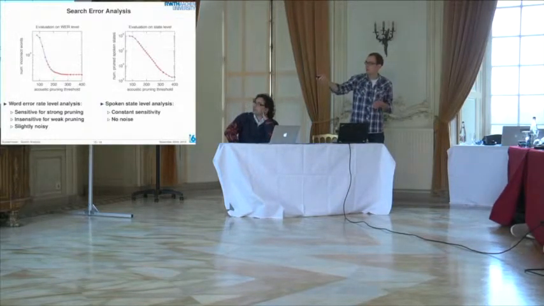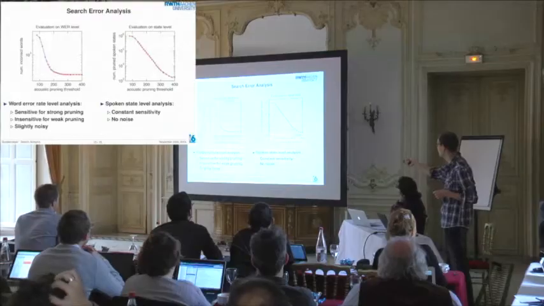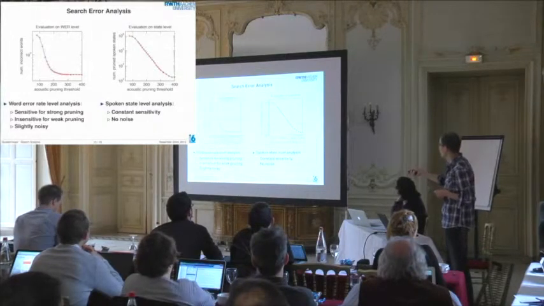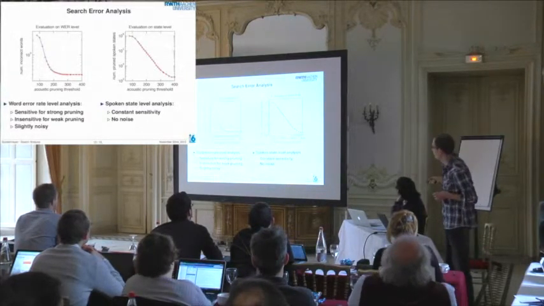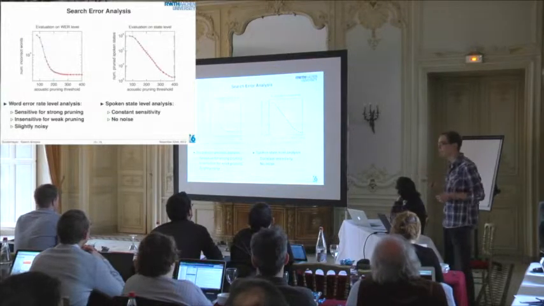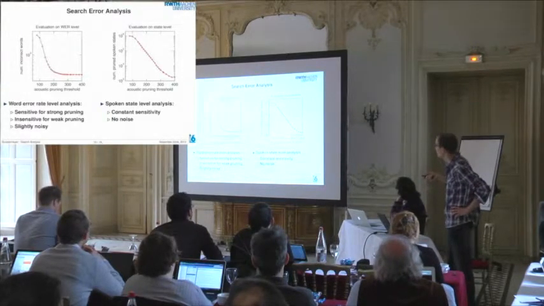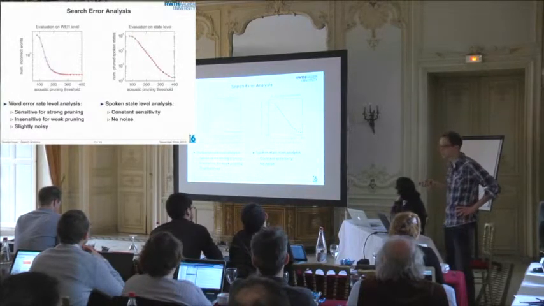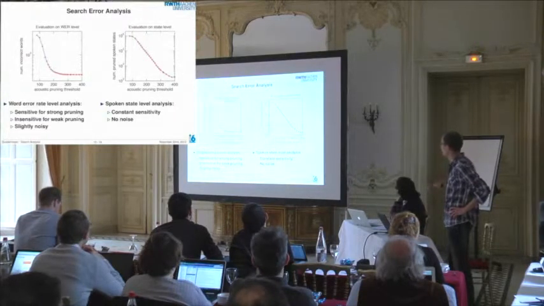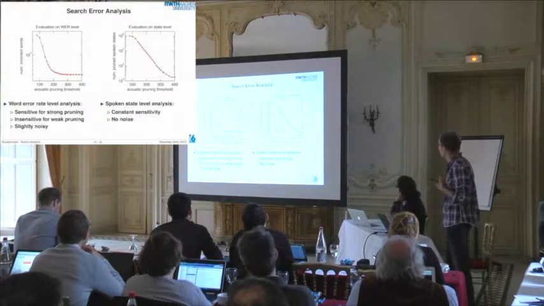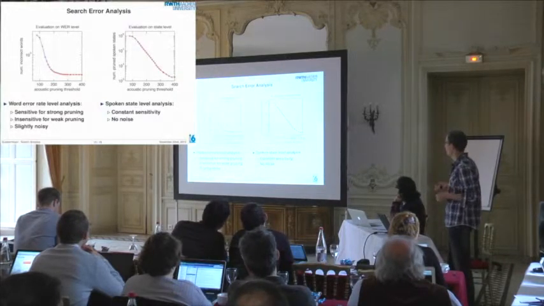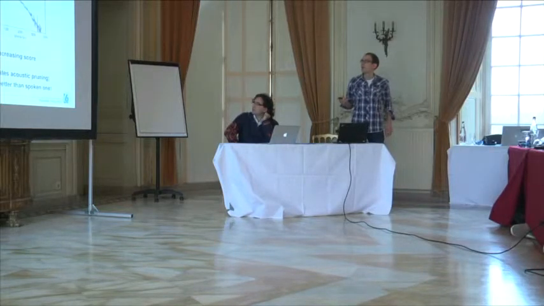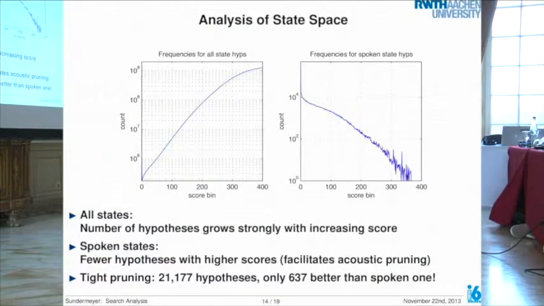Here we actually reveal that there are many pruning errors, because lots of spoken states get lost by pruning. Also, this curve, you can't really see this very well, but if you would zoom in, then you would observe that it's also a bit noisy. So if we increase the pruning threshold, then we still sometimes get a bit more errors. And so this picture shows that the analysis on a state level is more appropriate in this case. I'd now switch to the state space.